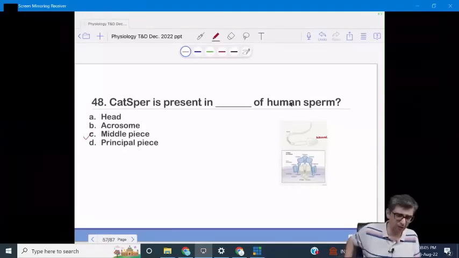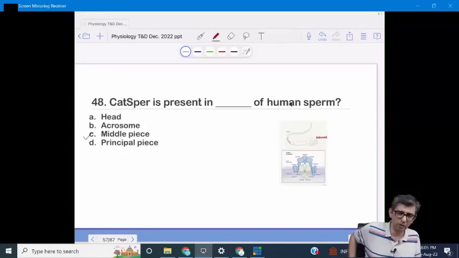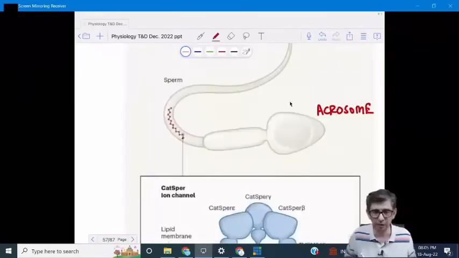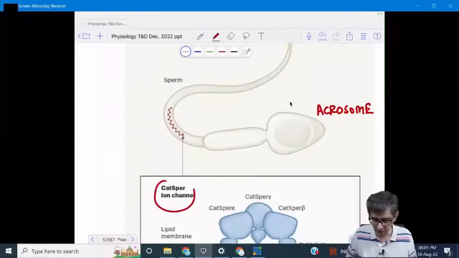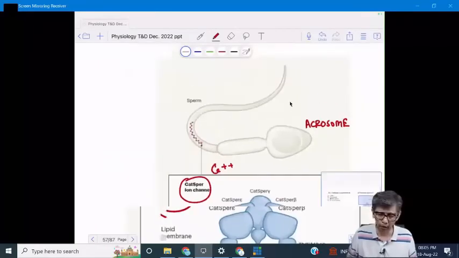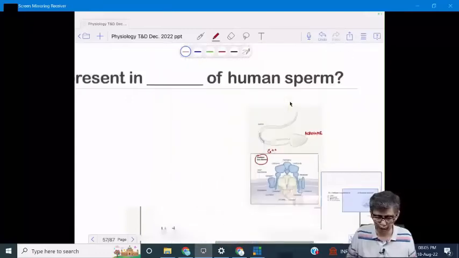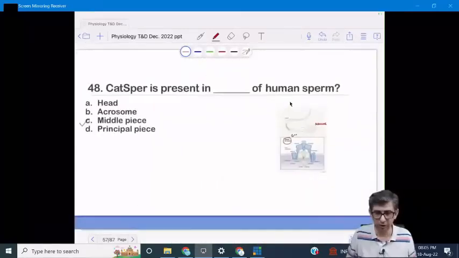Bit of a cramming fact, this one. I mean, with respect to the sperm, we have a middle piece and then we have a tail of the sperm. So the CatSper ion channel would be a calcium channel, which will help in motility with respect to the middle piece of the sperm. Answer to 48 is option number C.